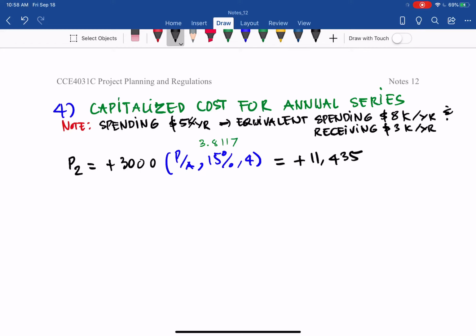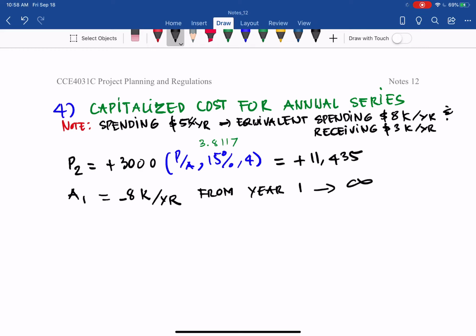And then I say the 8,000 will last from time 0 to infinity. So that becomes an A1, right? A1 equal to 8,000. Instead of starting at year 5, we say 8,000 per year, spending from year 1 to infinity.